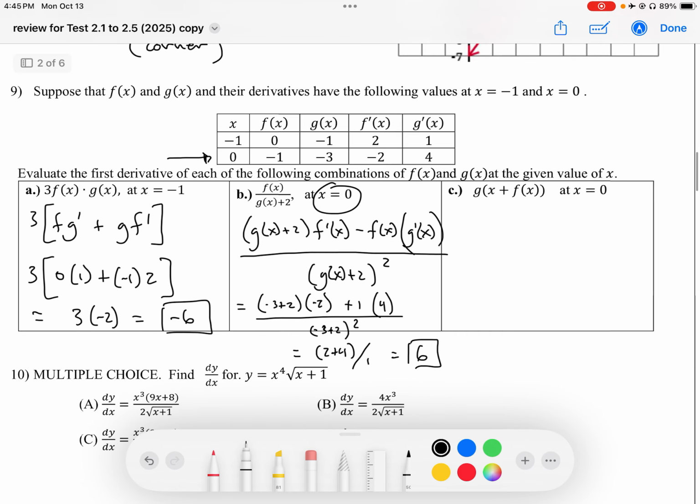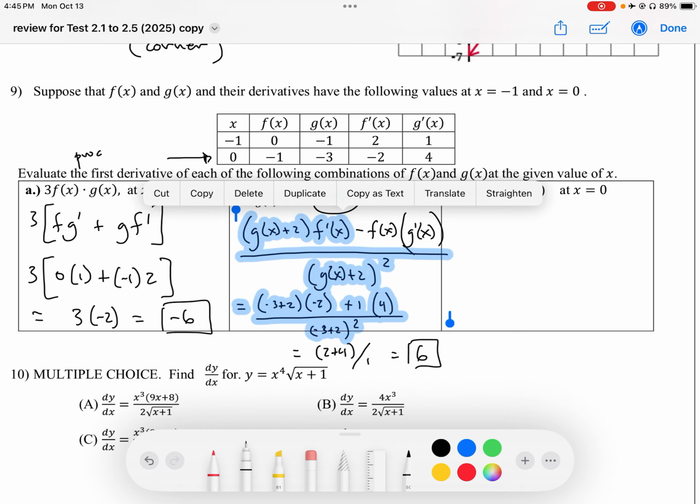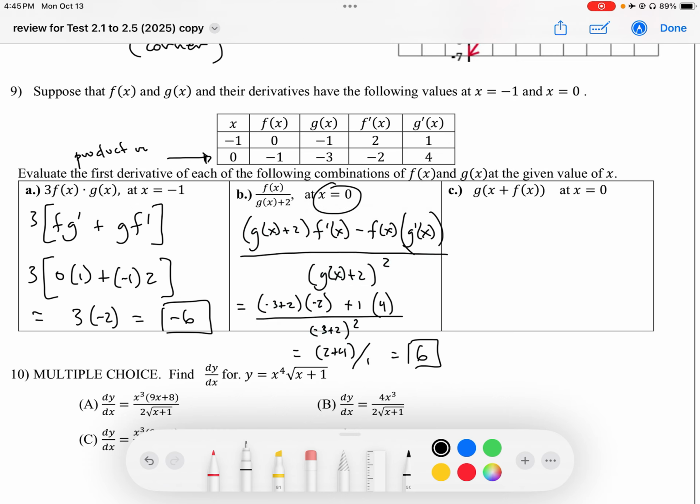Okay, finally, C, we've got a composite function here. So they're testing your knowledge of the product rule. Pencil stopped working. Product rule, quotient rule, and now composite function. Take the derivative, so the chain rule. Take the derivative of the outer function, leave the inner function alone. Then multiply by the derivative of the inner function. The derivative of x plus f of x is 1 plus f prime of x.